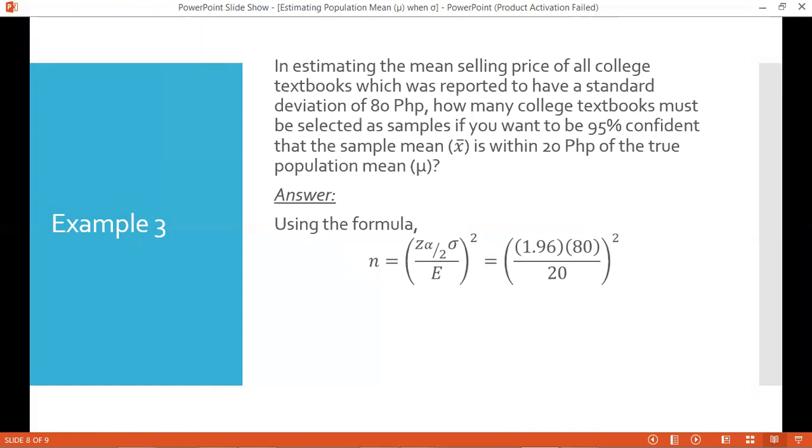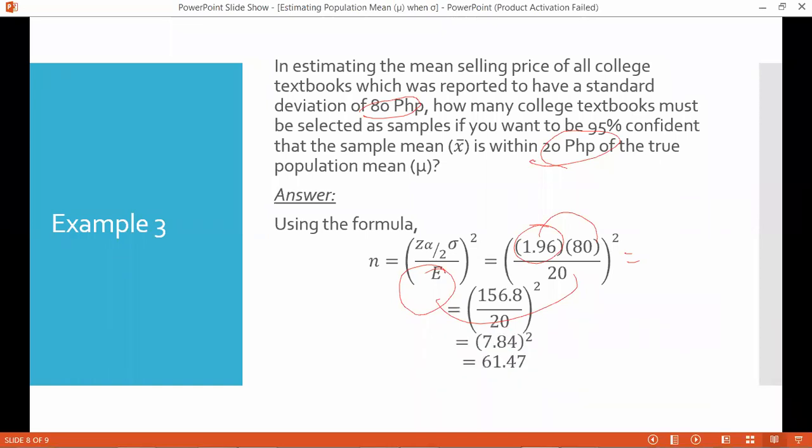Now, we know that at 95% confidence, z sub alpha over 2 equals 1.96. Then you multiply it by the value of the standard deviation, which is 80, divided by the value of the margin of error, which is 20. And then you will have this as your answer, 61.47.